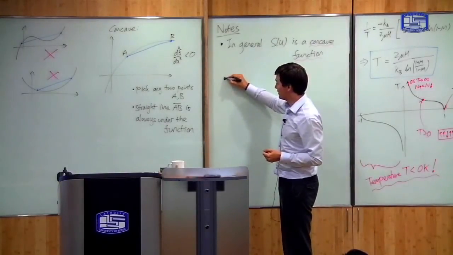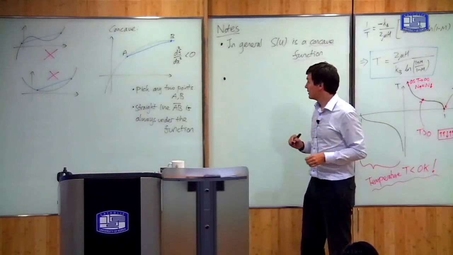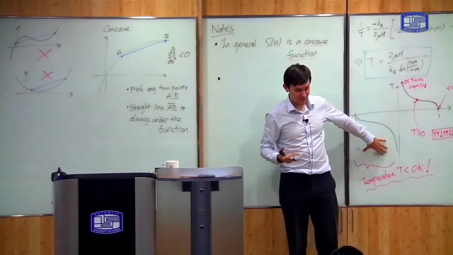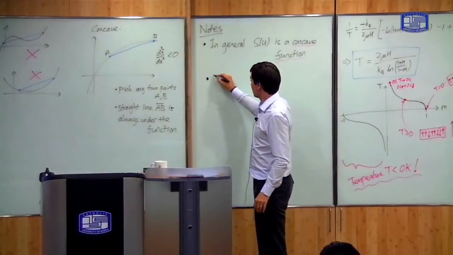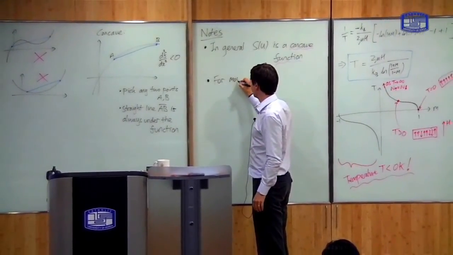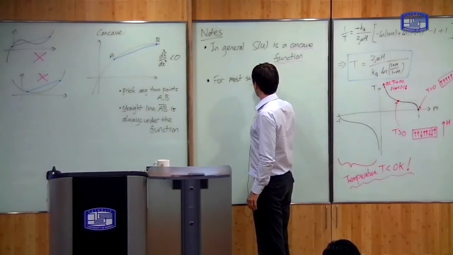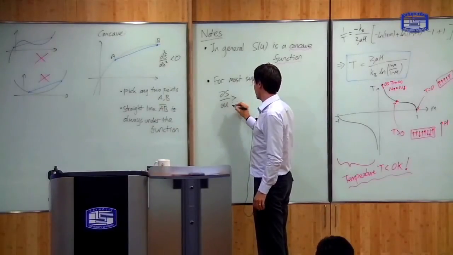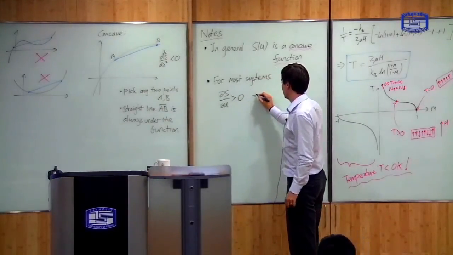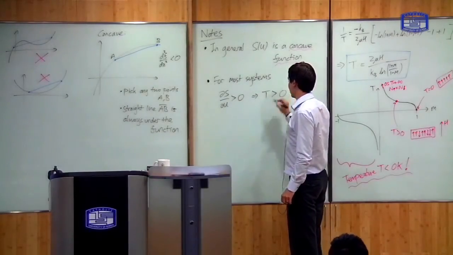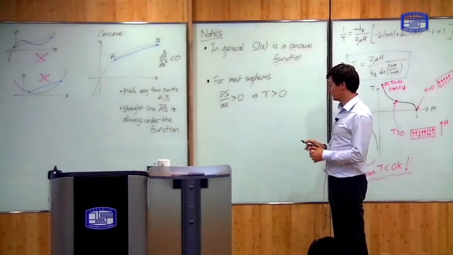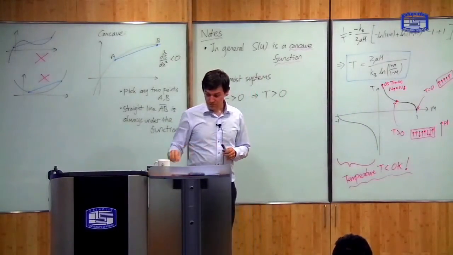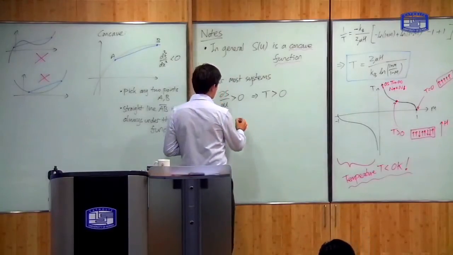Now let me start to explain this negative temperature region. The first point to note is that this is unusual. Most systems do not have a region like this with negative temperatures. So for most systems, you have that the derivative of S with respect to U is always greater than 0. In other words, temperature is always greater than 0. Now what does this mean?